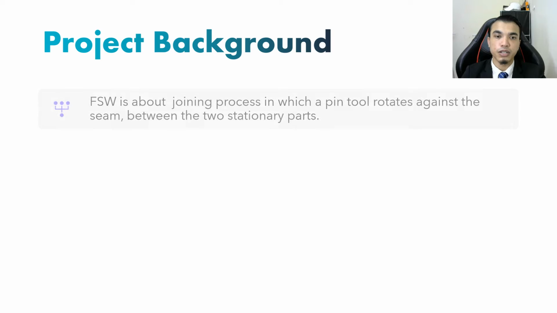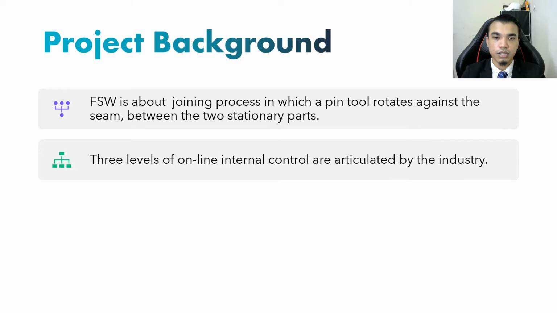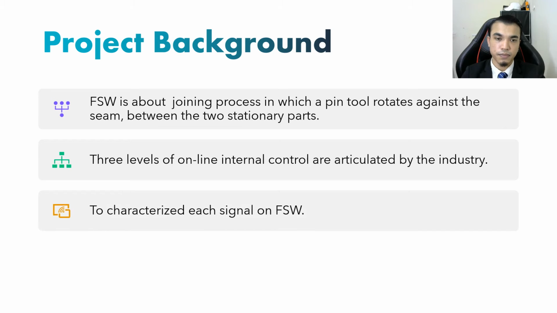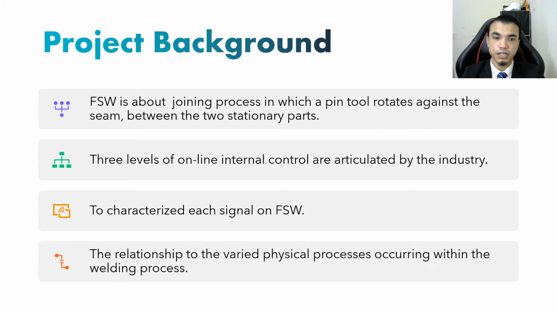In the project background, FSW is a joining process in which a pin rotates against the seam between two stationary parts. And there are three levels of online internal control that accumulate by the industry. And next, I'll be able to characterize its signal in friction stir welding. And last but not least, the relationship to verify the physics process occurring within the welding process.